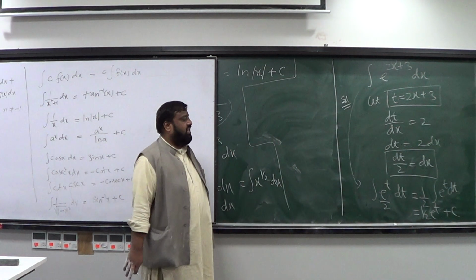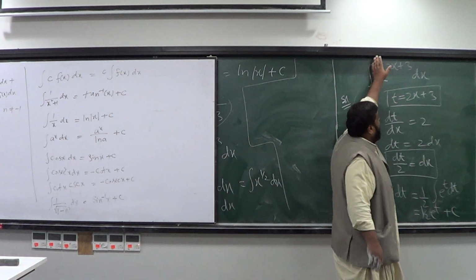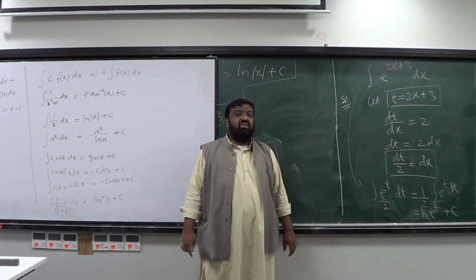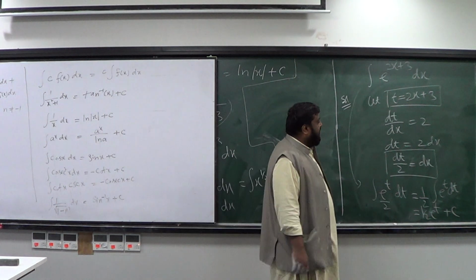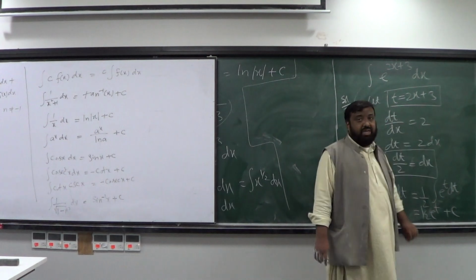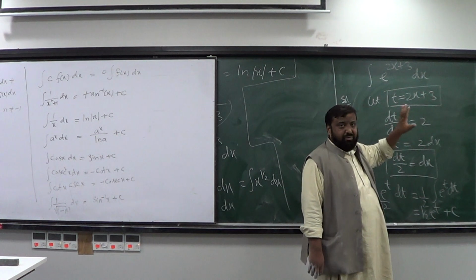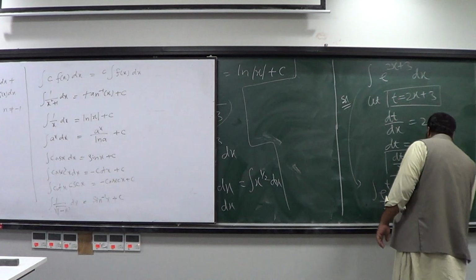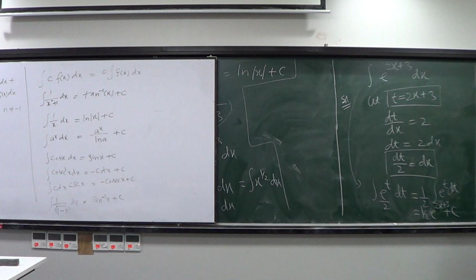So is this the final answer? The answer is no. The problem was in terms of the variable x, so the answer should also be in terms of the variable x. So what you're going to do is replace wherever you have t by 2x plus 3. This t is like a dummy variable. You have kept it for some moments, and now you are returning it back. So when you replace this back, you're going to get e to the 2x plus 3.